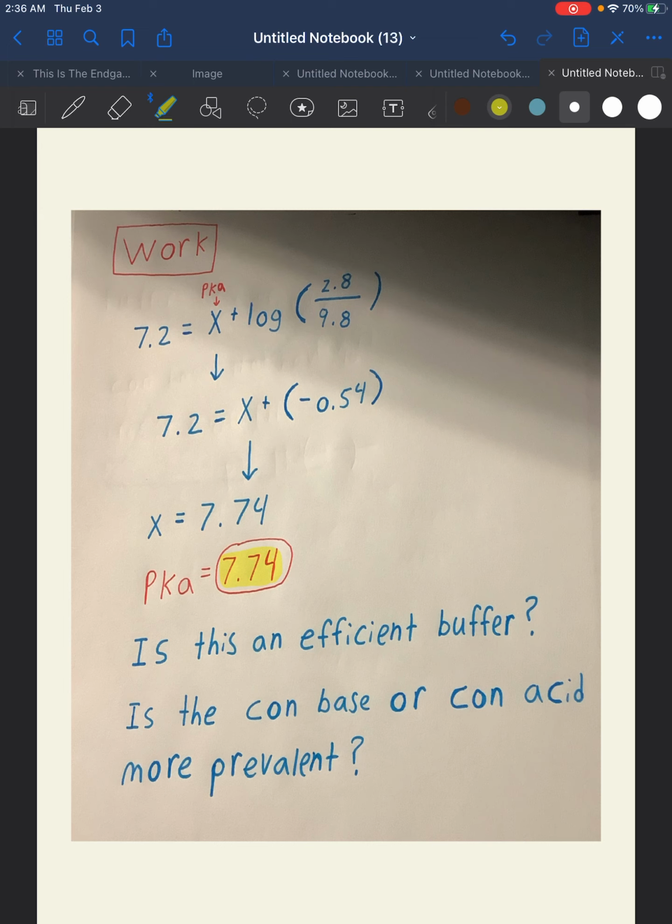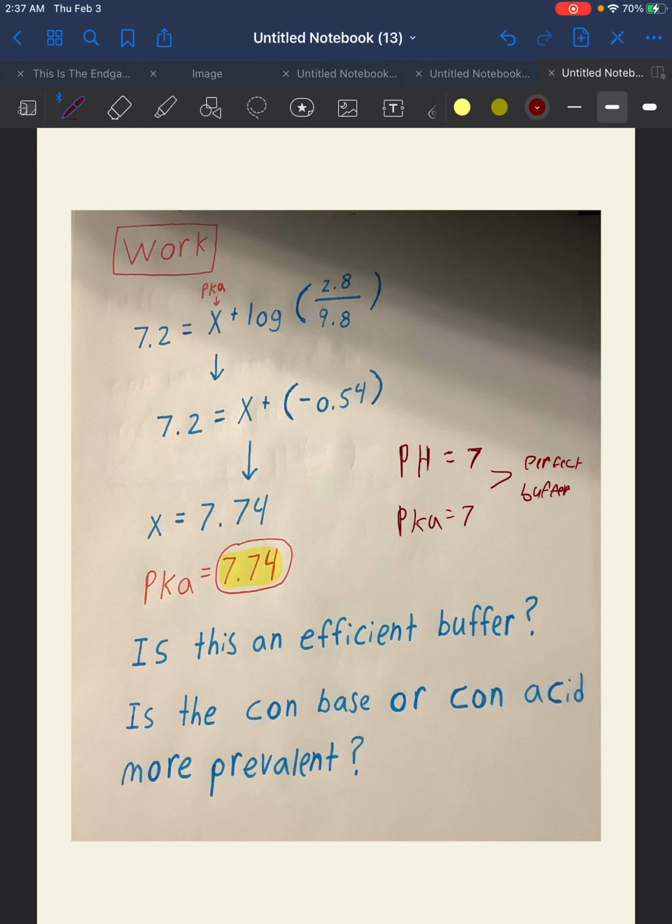Now then, let's answer a couple questions. Is this an efficient buffer? One thing to know is that the closer the pH and the pKa are to one another, the more efficient the buffer. So if you have a pH that equals 7 and you have a pKa that equals 7, that is literally a perfect buffer. The closer the pH and the pKa are to one another, the more efficient the buffer.